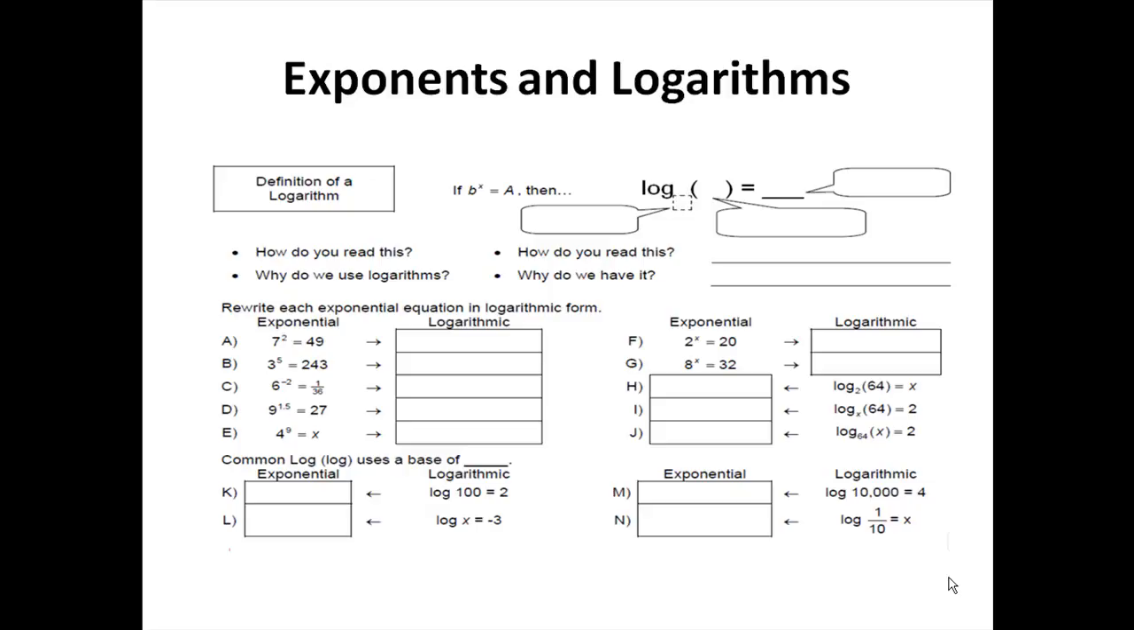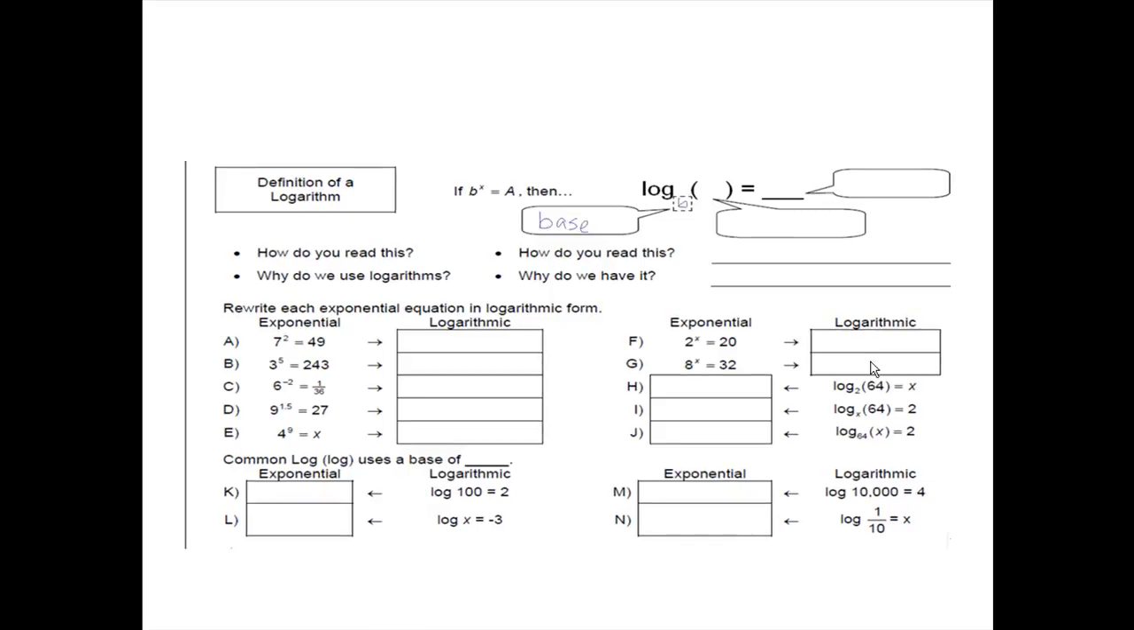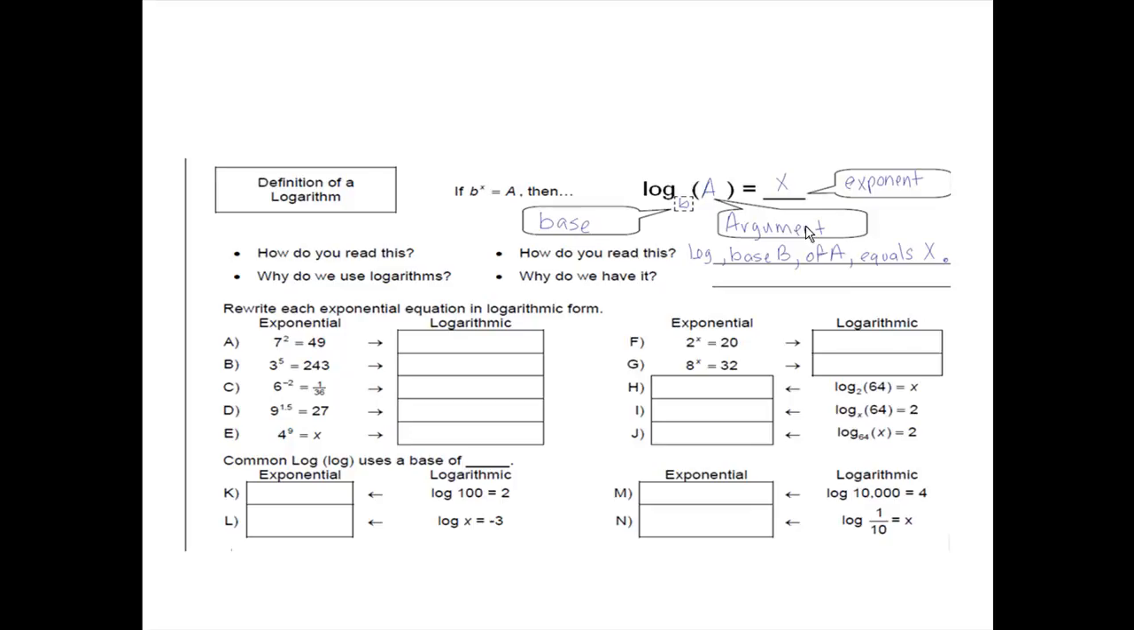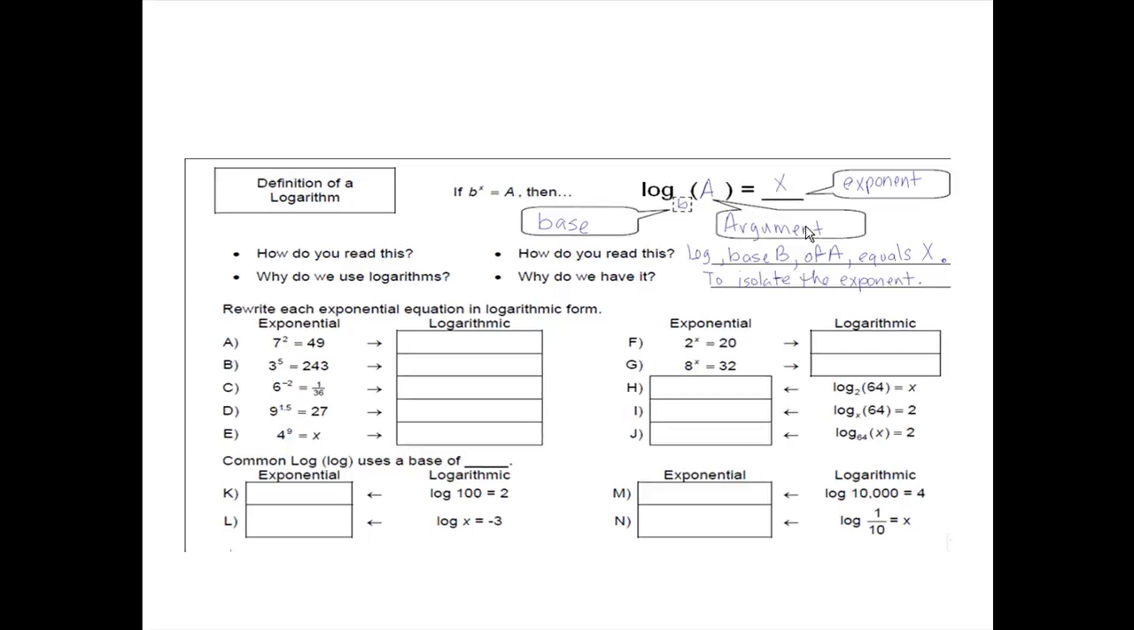First thing we need to know is that you will have the b, which is the base. Then we're going to have a, which is the argument, and it's going to be equal to x, which is the exponent. Now, how do you read this? You read it log base b of a equals x. Why do we use these logarithms? It is to isolate the exponents.